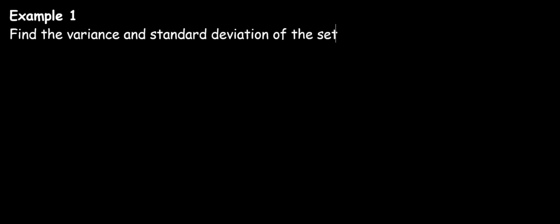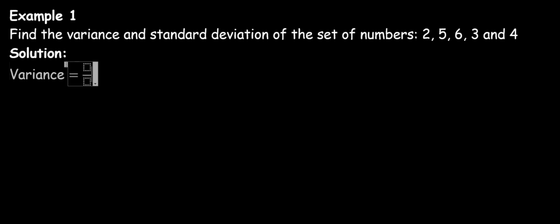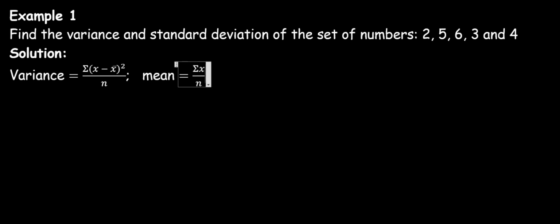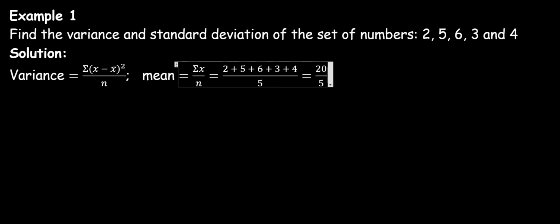Example 1. Find the variance and standard deviation of the set of numbers 2, 5, 6, 3, and 4. Solution. Variance is equal to summation of bracket open x minus x bar bracket close squared divided by n. But mean is equal to summation x over n. In this case, it is 2 plus 5 plus 6 plus 3 plus 4 divided by 5, which is equal to 20 over 5, and that is equal to 4.